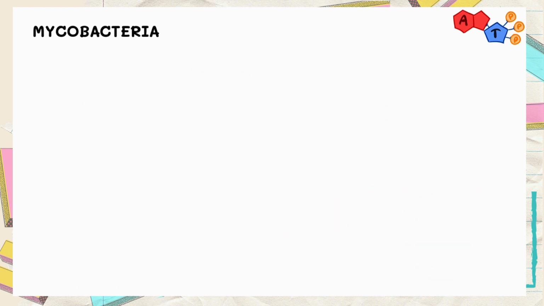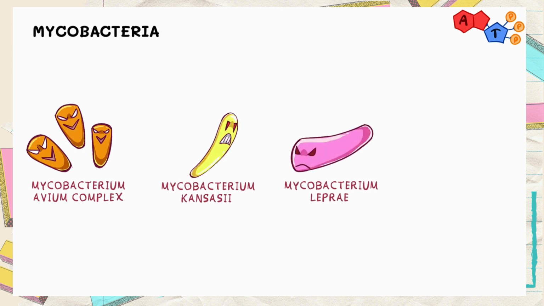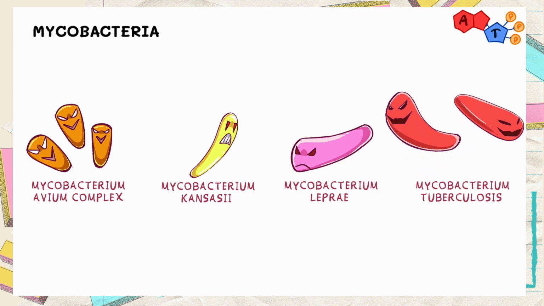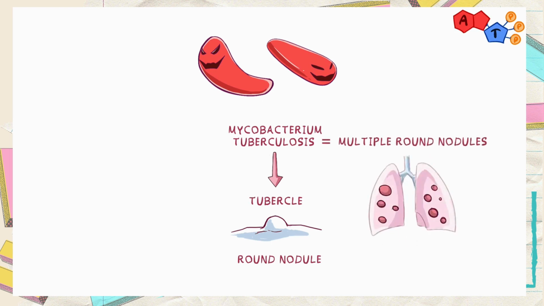Out of all Mycobacterium species, namely Mycobacterium avium complex, kansasii, leprae, and tuberculosis, TB is the most important one and the one we will be discussing today. The name tuberculosis comes from the word tubercle, which means round nodule. Therefore, tuberculosis means multiple round nodules.